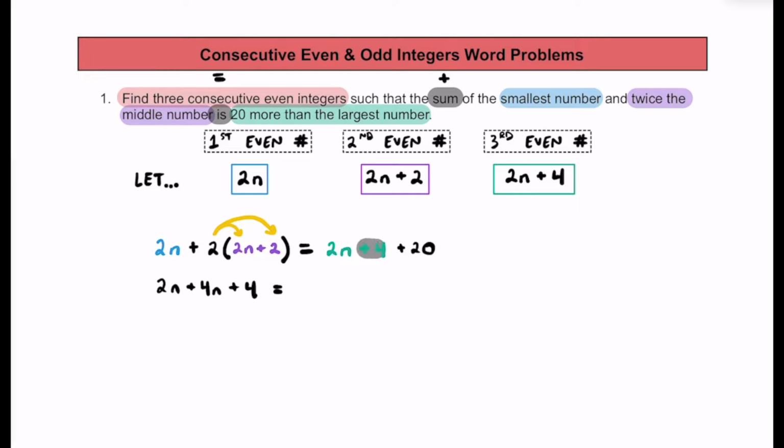And then on the right side, let's go ahead and just combine these like terms of 4 and 20. So we're going to have this 2n plus 24. On the left side, we can also combine these like terms of 2n plus 4n. So we're going to go ahead and write 6n plus 4 is going to be equal to this 2n plus 24.